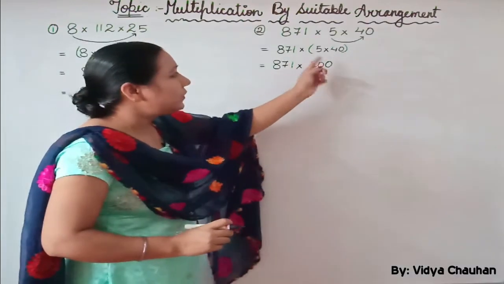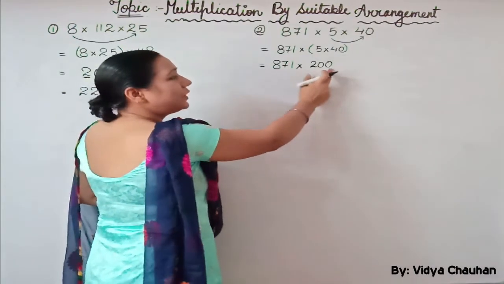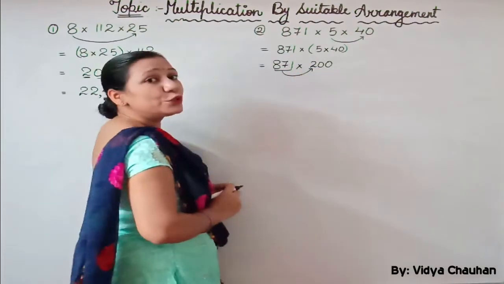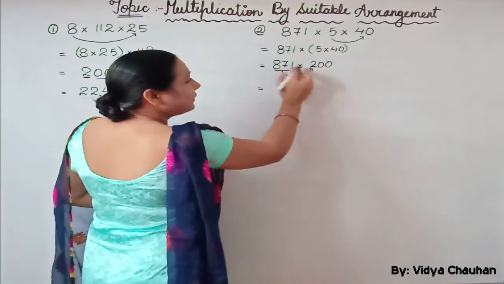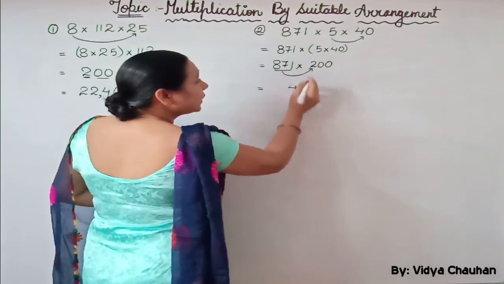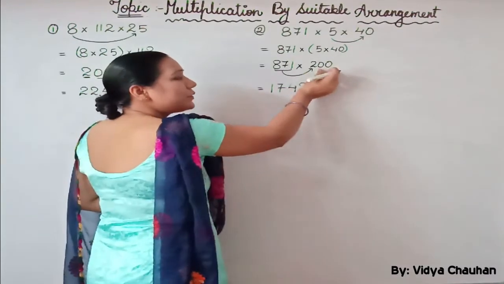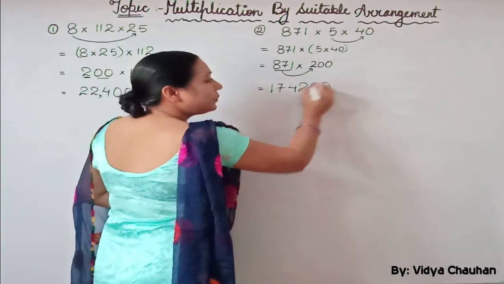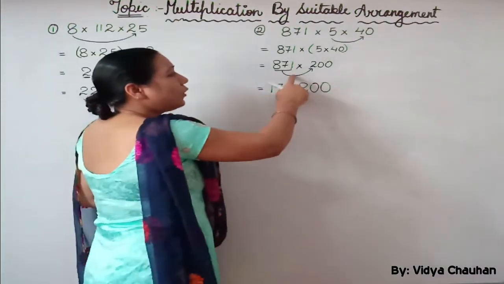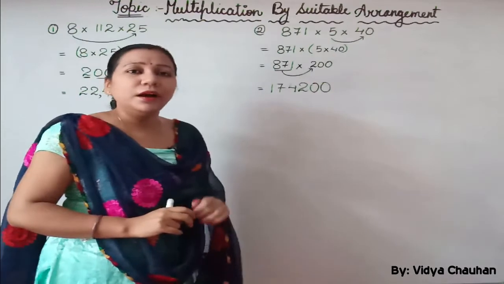Now, since we are done with multiplication of 5 and 40, moving forward, we have to multiply 871 with 200. So you will simply multiply 871 by 2. If I multiply 871 by 2, what will I get? 2 ones are 2, 2 sevens are 14, carry 1, 2 eights are 16 and 1 is 17. Now the 2 zeros are left. What will we do with the zeros? We will put the zeros at the very last. So students, this is how you can solve questions related to multiplication by suitable arrangement.